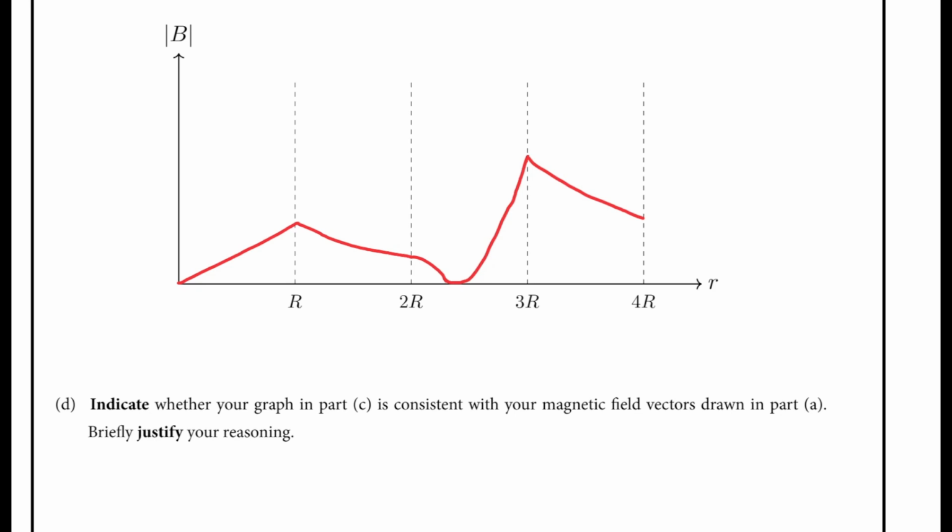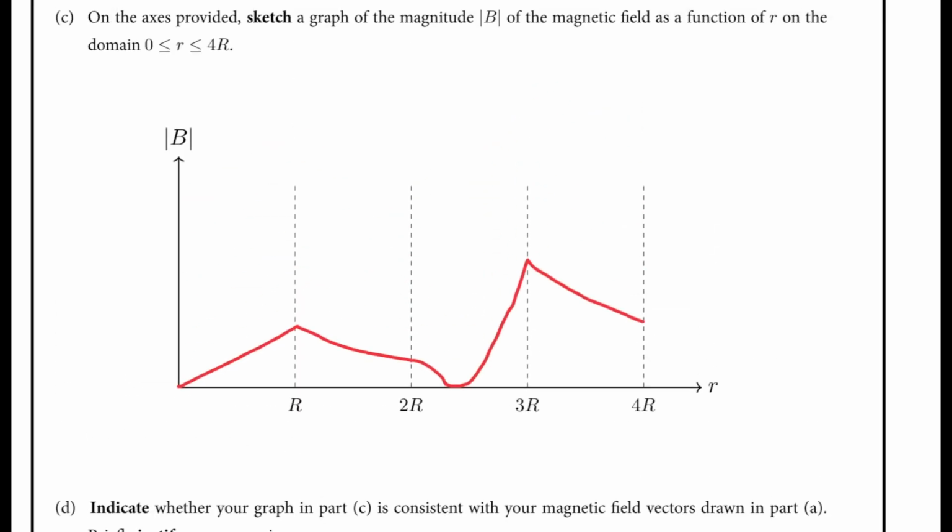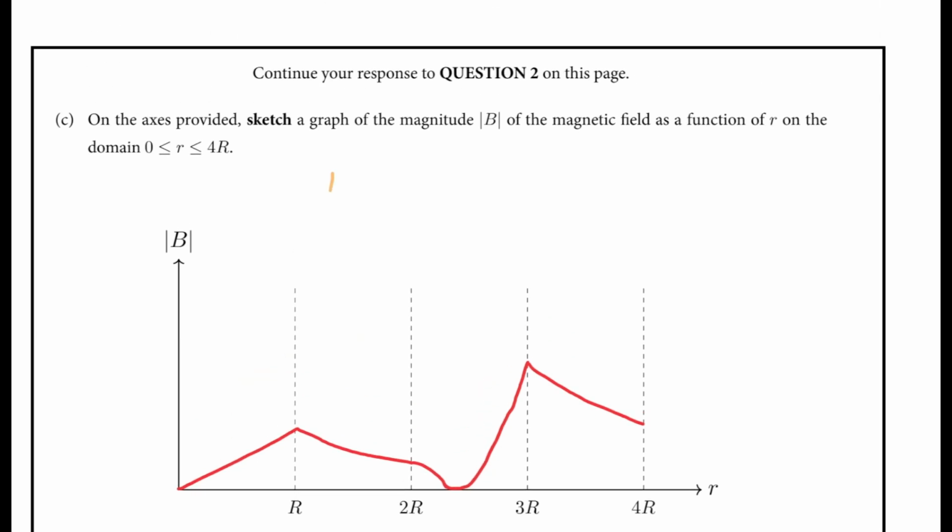So here's your 3 points. First, you get a point for this region, a linear increase and then some sort of a decrease. So you get 1 point for what the graph looks like between 0 and 2r. You get 1 point for your graph having a 0. And then you get 1 point for a decreasing B when r is bigger than 3r.